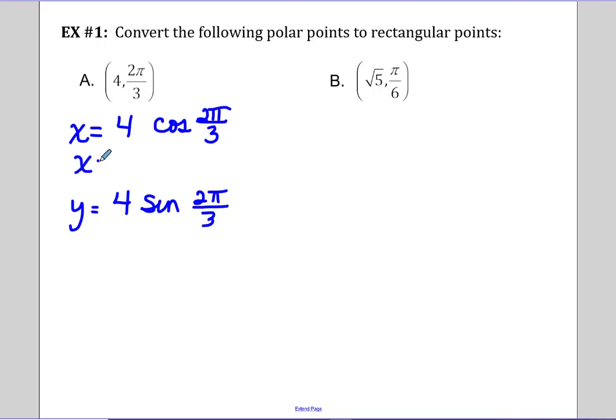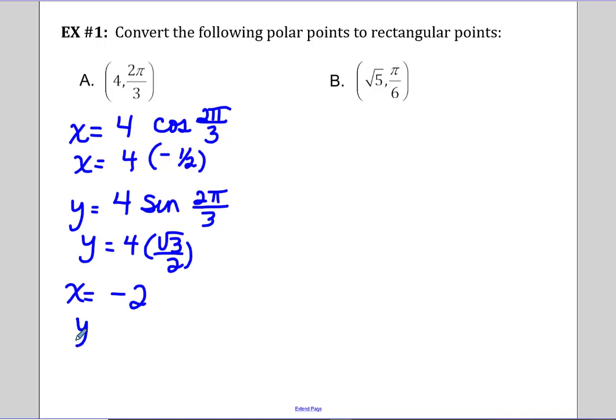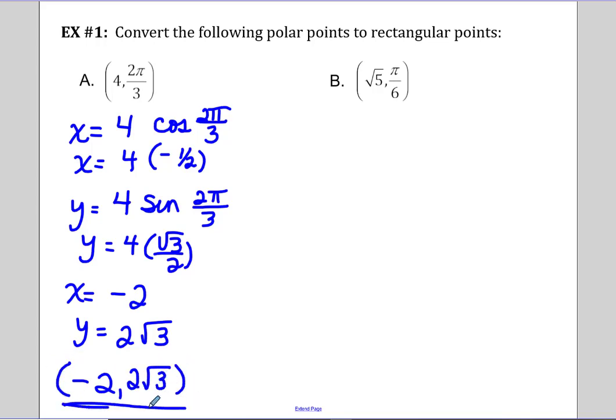So for your x coordinate, that would be 4, and the cosine of 2 pi over 3 is negative 1/2, so our x coordinate is negative 2. And our y coordinate is 4, and the sine of 2 pi over 3 is radical 3 over 2, so our y coordinate is 2 square roots of 3. So we have an x and a y coordinate for our polar point.